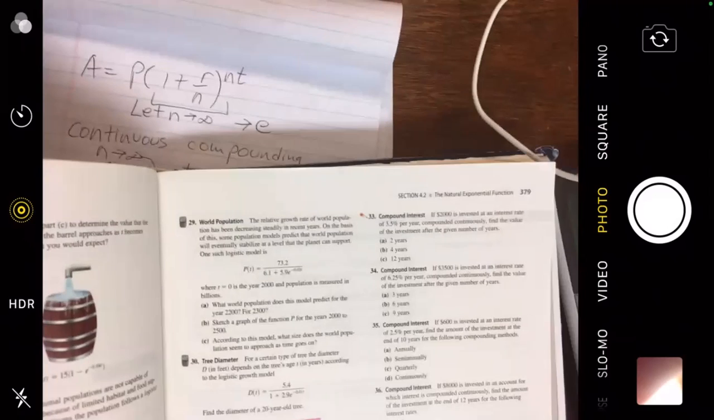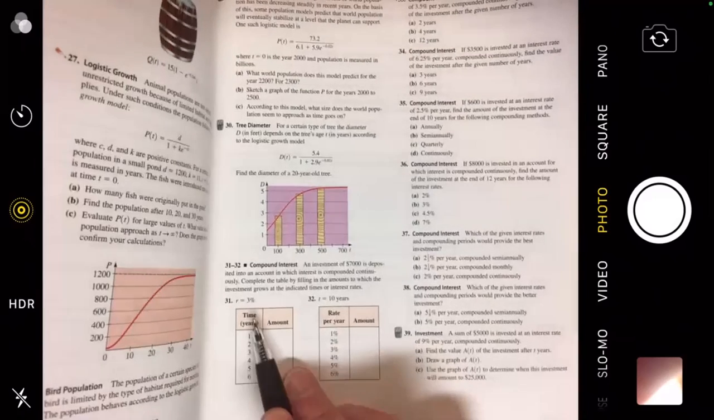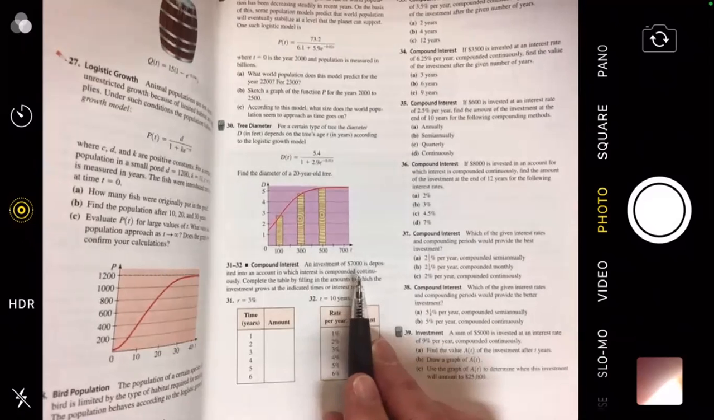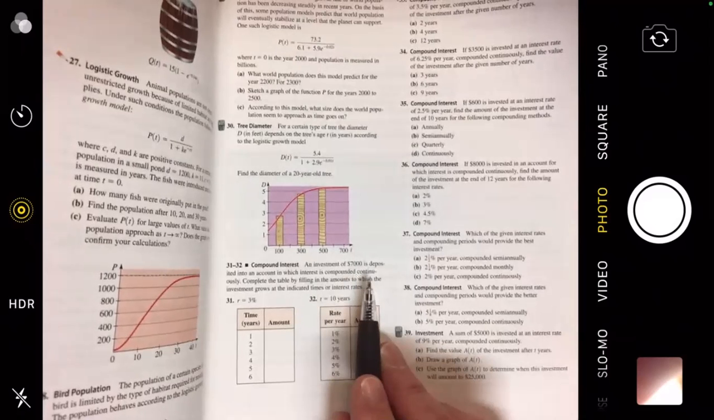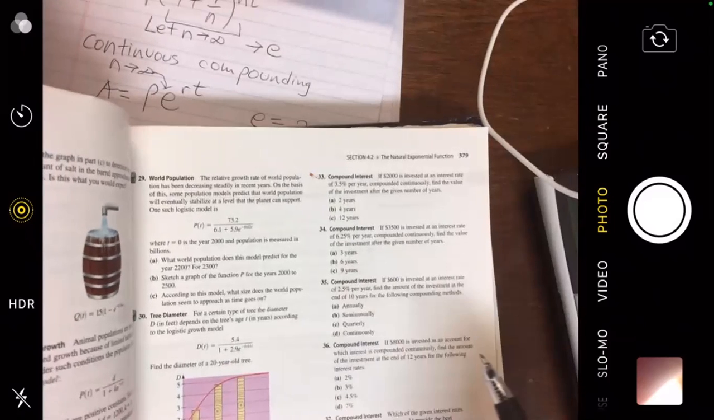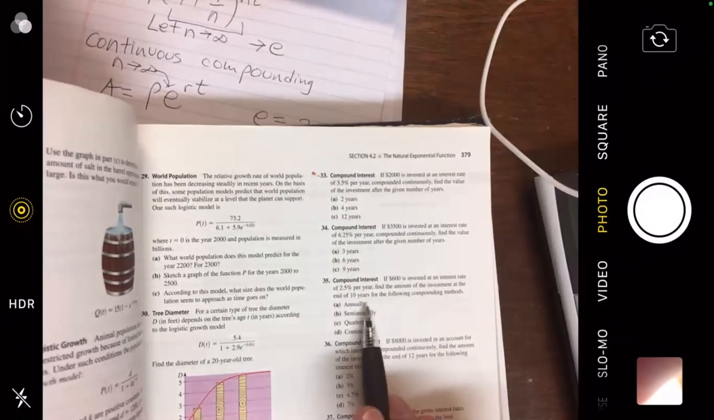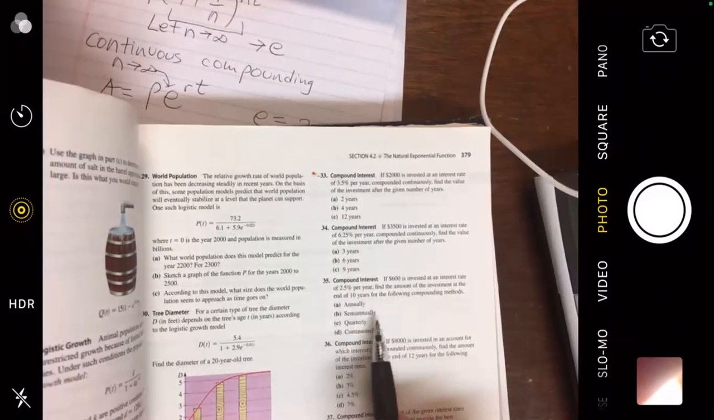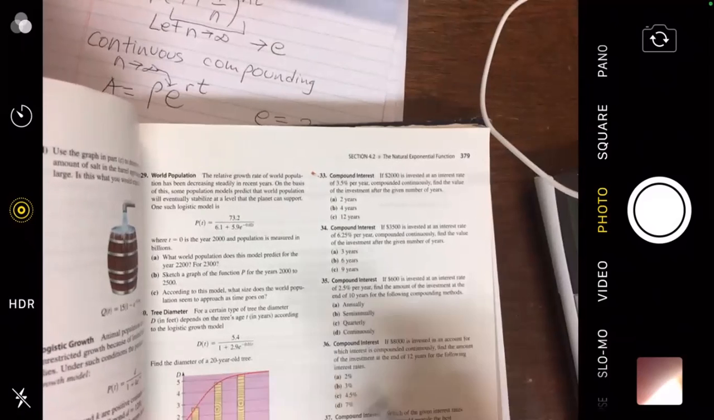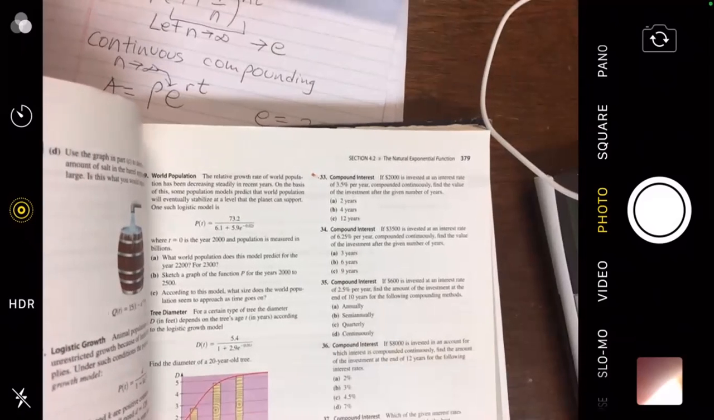And then they get into continuous compounding over here at 31: 3%, fill in a table, putting in 7,000 continuously compounded. And then in some of these you get a comparison, like 35. It has annually, semi-annually, quarterly, which is the formula from the previous section. Then they switch to the e formula and do it continuously.